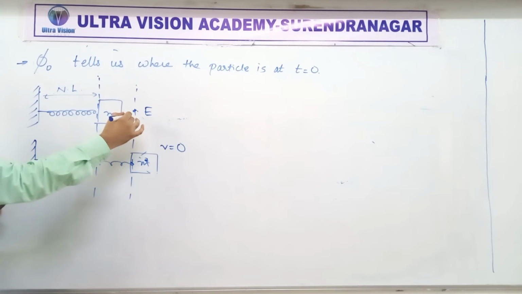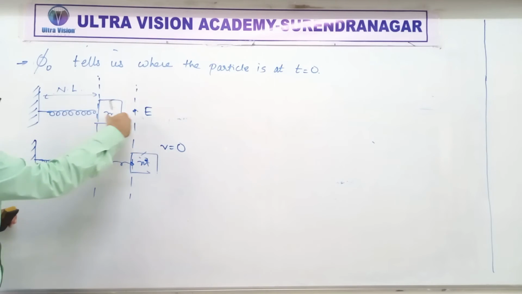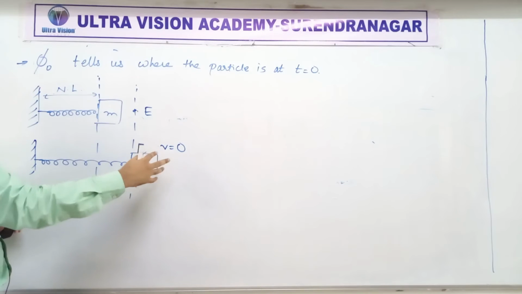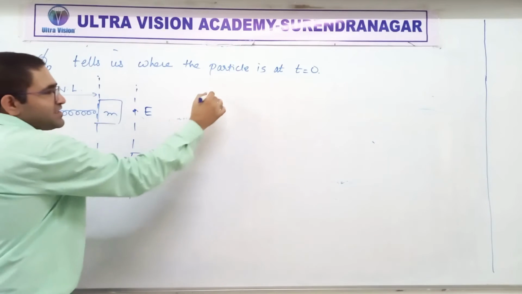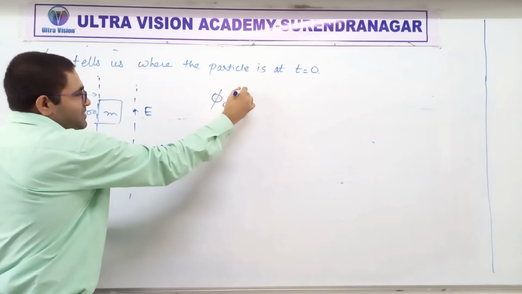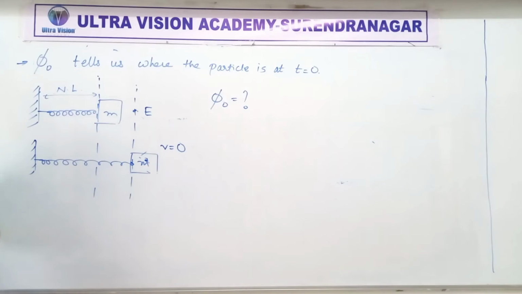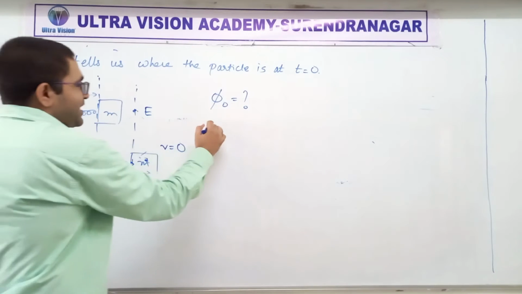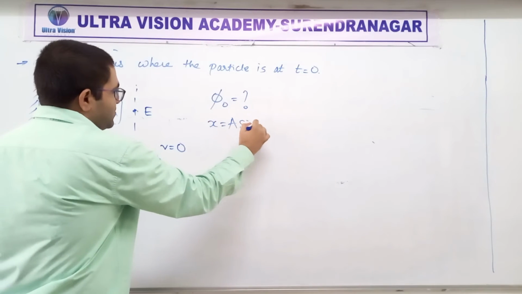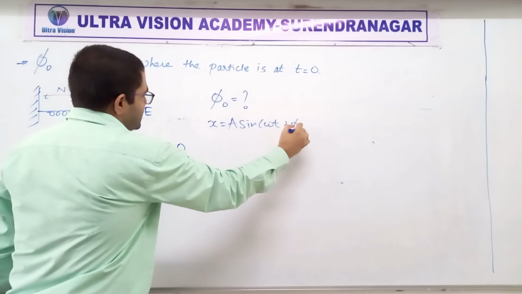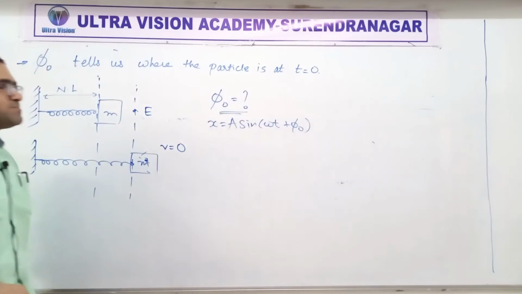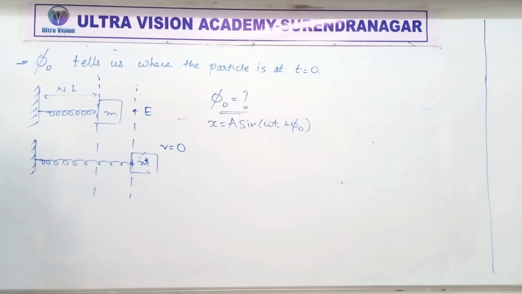So if I drag it like this and then I release it, it will do SHM. But in this practical case, can you tell me what will be the value of this constant phi 0 if I write its equation as x equal to a sine omega t plus phi 0? Then what will be phi 0? What will be phi 0?